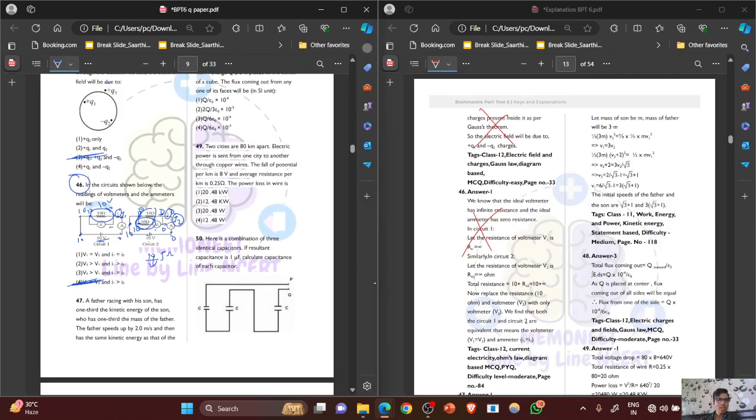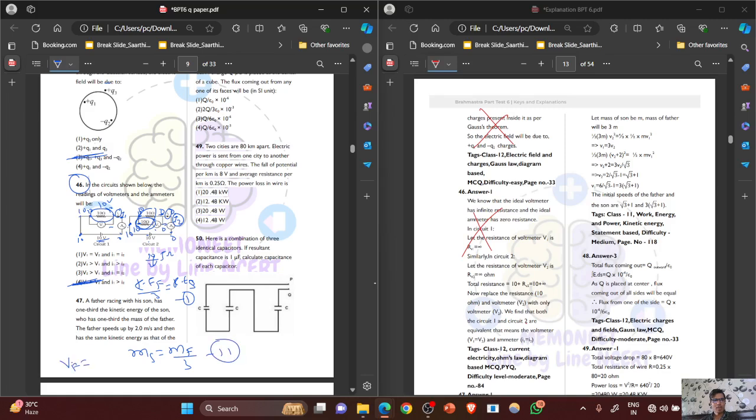Father racing with his son: the kinetic energy of the father is one third of the kinetic energy of the son. This is the first equation. Now, the son has one third the mass of the father, meaning the mass of the son is one third of the mass of the father. Equation second.